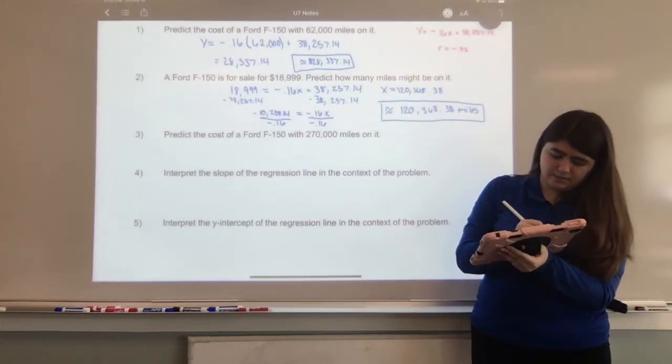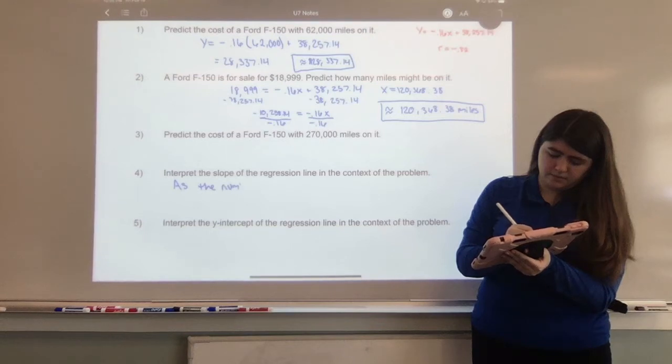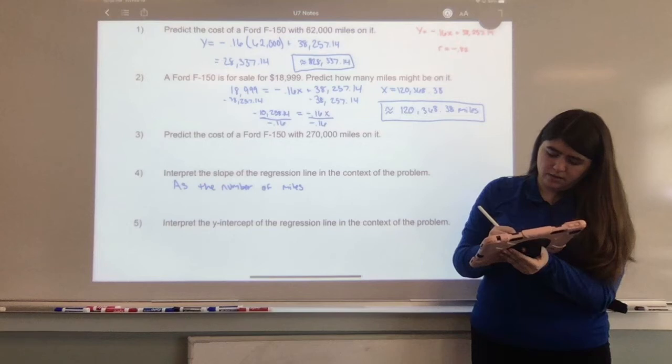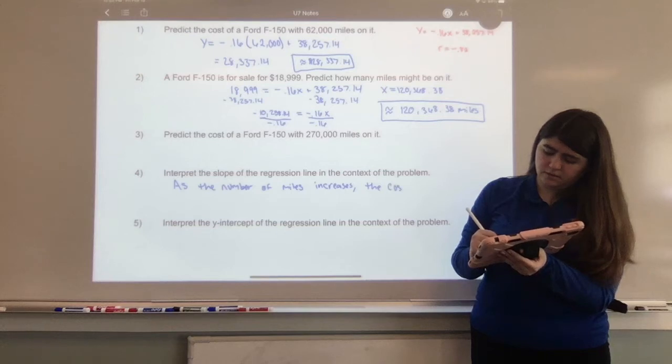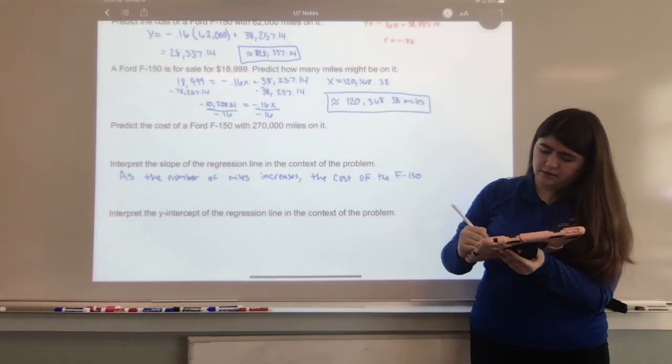So as the number of miles increases, the cost of the F-150 decreases.